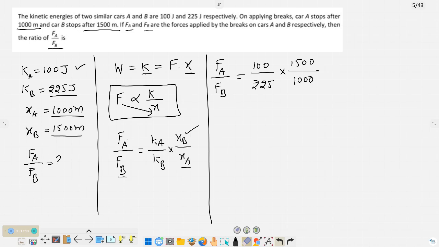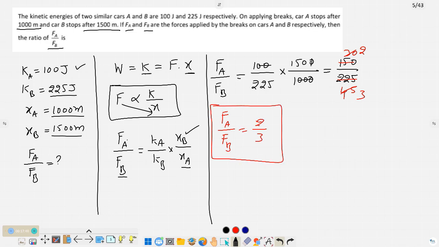Now if we calculate this, the 3 zeros, 2 and 1 get cancelled, that is 150 by 225. We can cancel it with the 5 table, that is 5 threes are 30, and 5 nines are 45. Again we can cancel it with the 15 table: 15 twos are 30 and 15 threes are 45, so it is 2 by 3. So the ratio of force A by force B is 2 is to 3.